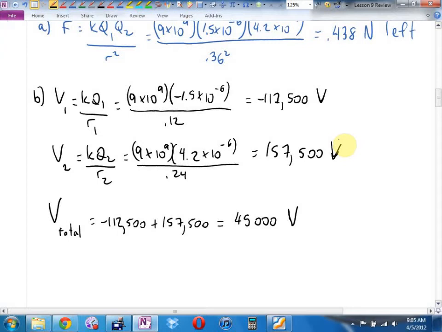Okay. Connor, is that 2 or 3 sig figs? Then we're good. C.